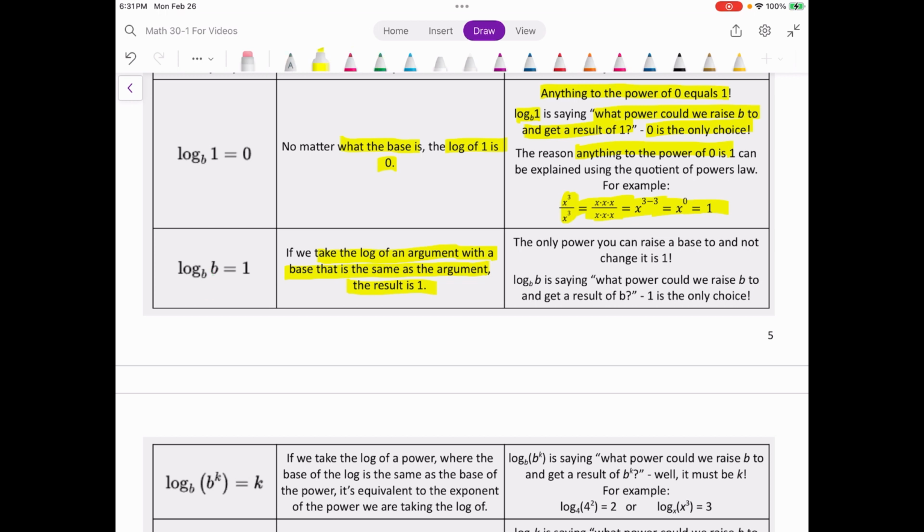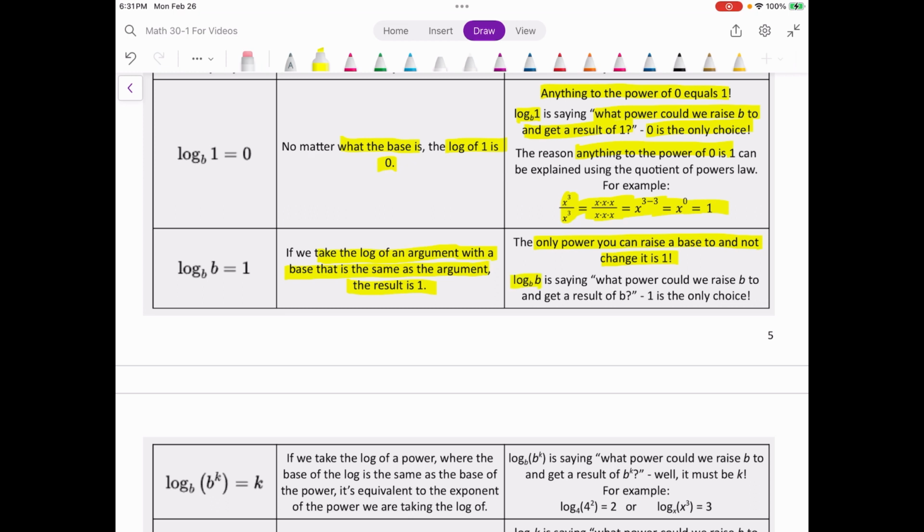Well, that just makes sense because if we raised b to some power and we got a result of b, that power had to be 1. The only power you can raise a base to and not change it is 1. If I raised 2 to some power and the result is 2, the power I must have raised it to had to be 1. 2 to the power of 1 equals 2. 2 to the power of anything else would not equal 2.